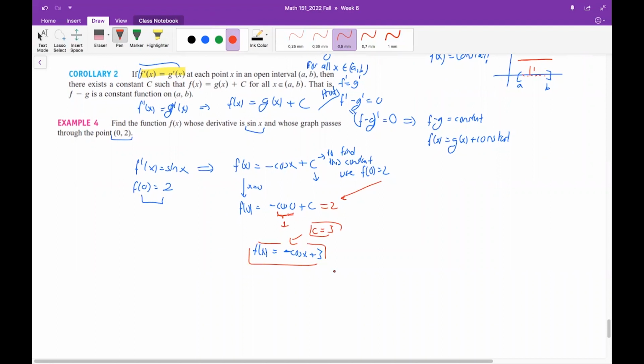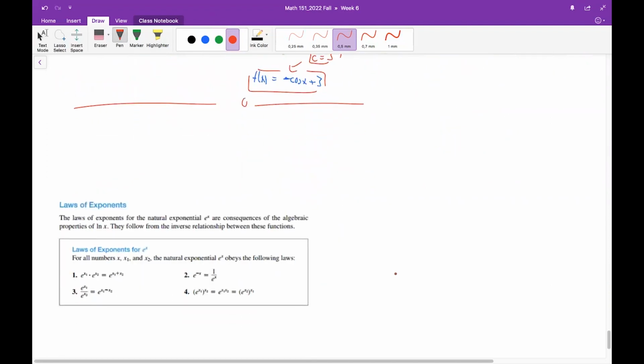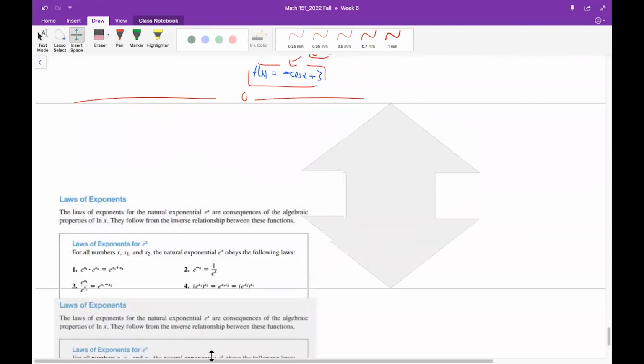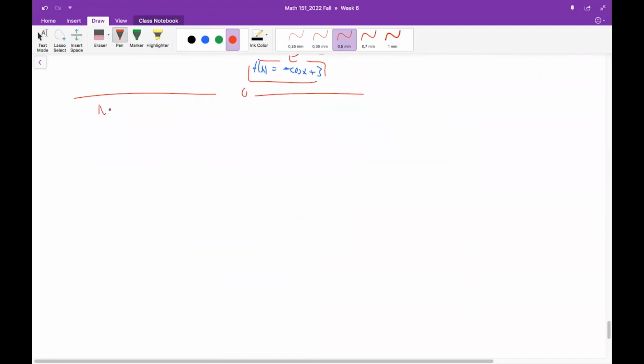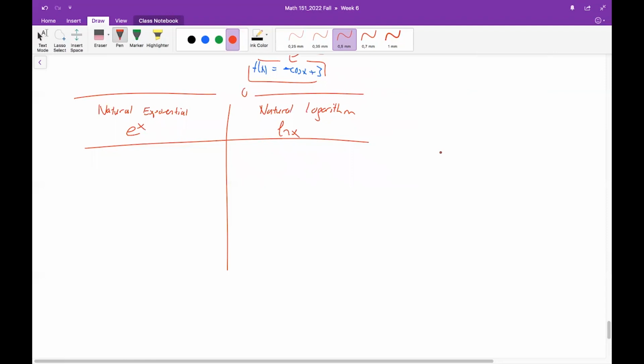Now, in the last part of this lecture video, I will talk about natural exponential and natural logarithm functions. Let me write them down: natural exponential and natural logarithm functions. The natural exponential function is this one. The natural logarithm function is ln x. So I will try to create a table for both of them, showing you the most important properties of them.